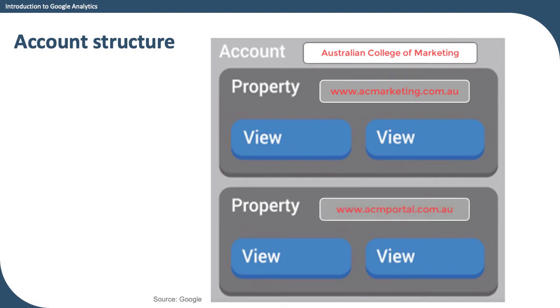The views let you apply configuration settings to determine what data you want to include, exclude, or modify when it's collected and processed. So you might have a view that includes all data and another view that filters out all internal company data. And it's important to have that all data view so that you'll always have a complete and unfiltered version of the data in case something goes wrong with one of the filtered views.